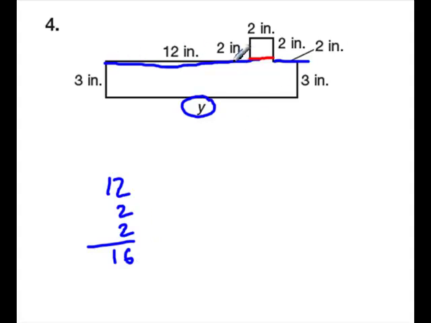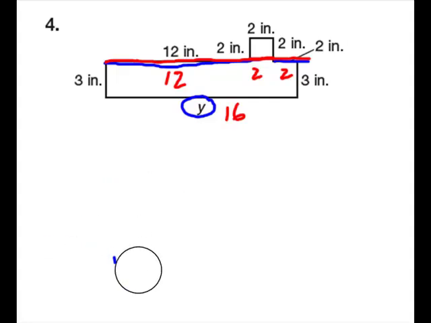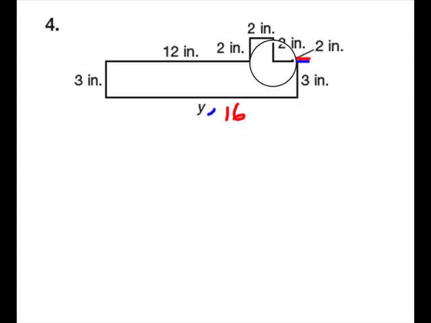So we have 12, 2, and 2. So let me write that down here. 12, 2, and 2. And if you add those together, that means this whole length right here must equal 16. And if that's 16, since it's the same size as this down here, then this must be 16. So our missing piece we don't know is right here is 16. So we erase all this. We found out our missing piece.